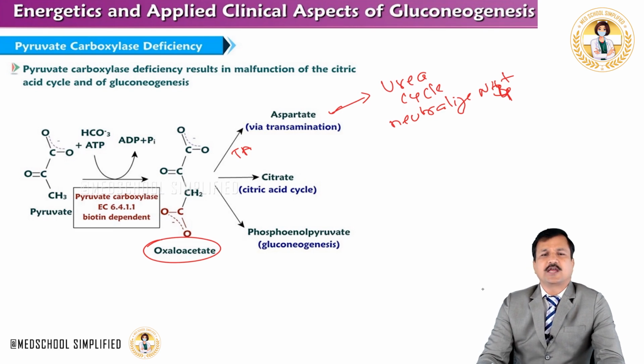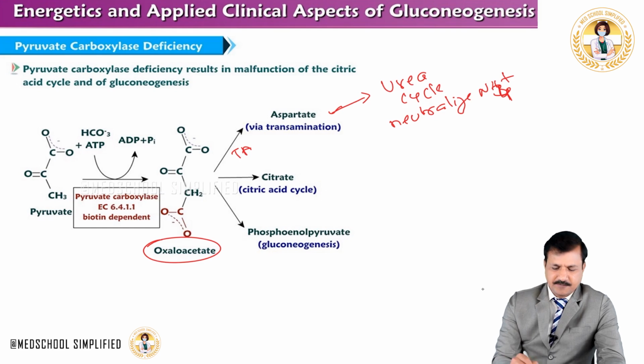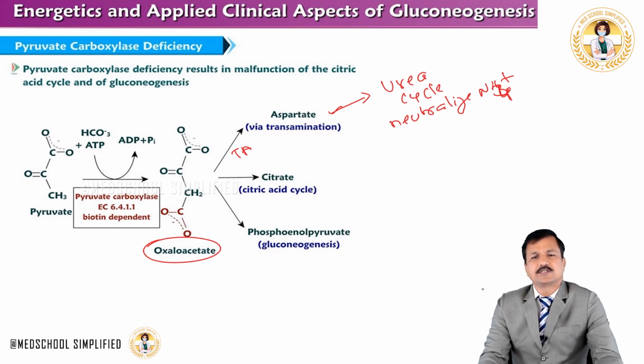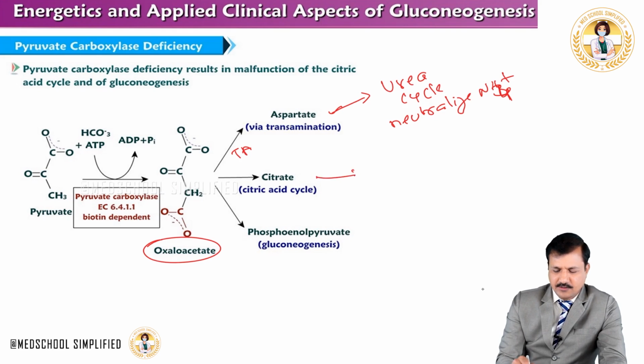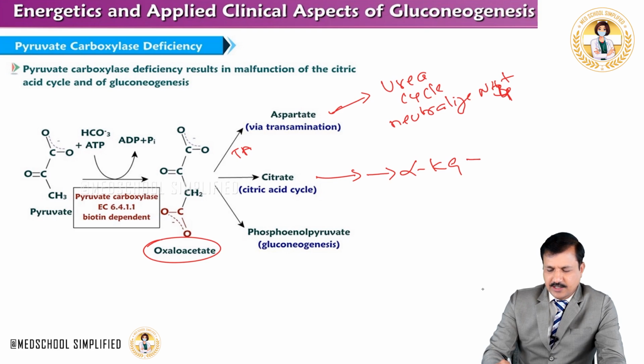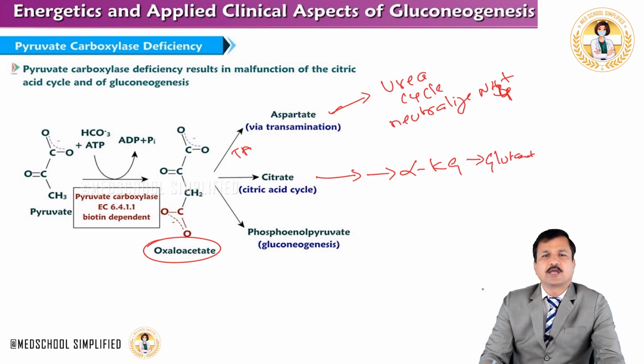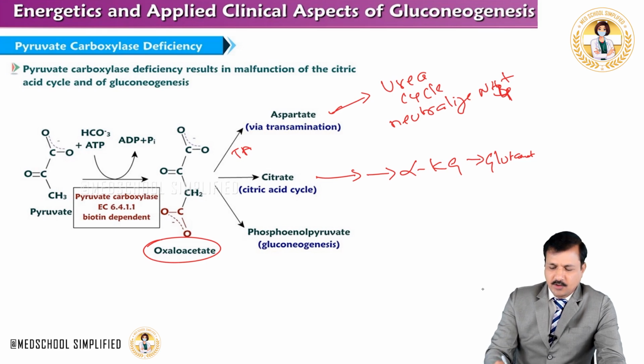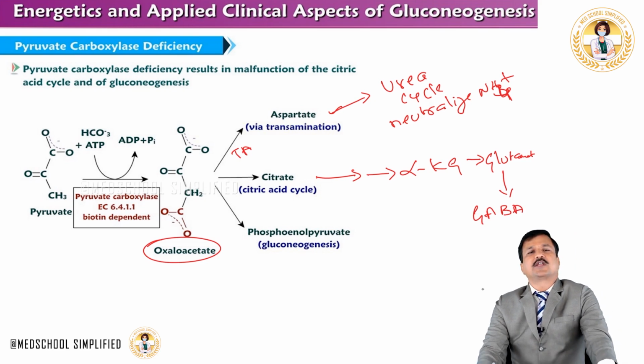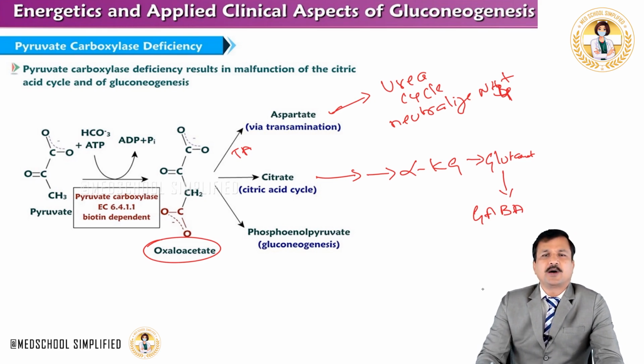Also, oxaloacetate gets into the TCA cycle, condensing with acetyl-CoA to make citrate. Citrate is needed for the TCA cycle, and further down in the TCA cycle it makes alpha-ketoglutarate, and this alpha-ketoglutarate will make glutamate. Note that glutamate itself is a neurotransmitter, and glutamate is needed to make so many other non-essential amino acids. Glutamate also makes GABA, gamma-aminobutyric acid, upon decarboxylation of glutamate. Gamma-aminobutyric acid is a neurotransmitter.